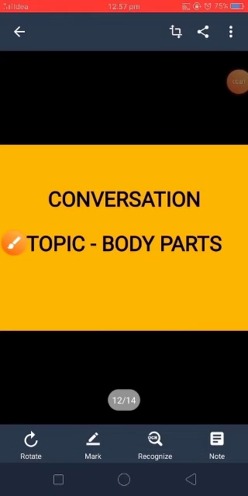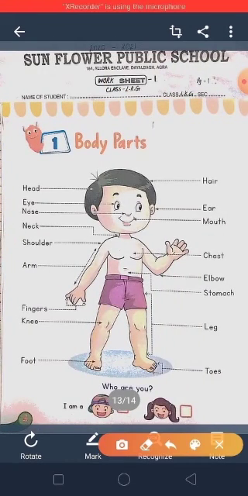We are going to learn parts of the body, question answers of conversation, and moral values. Lesson first, body parts.